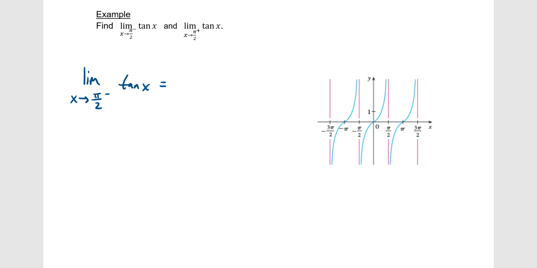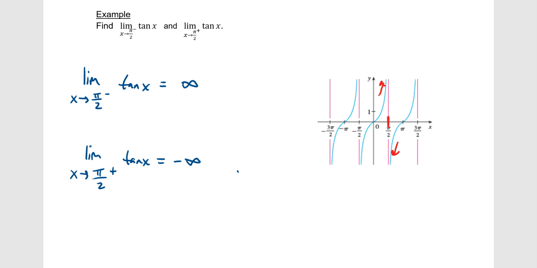So the limit from the left, where is pi over 2? Pi over 2 is right here. From the left, it's going towards infinity. And now for the limit as x approaches pi over 2 from the right, we go to the right of pi over 2 and approach it, and that is approaching negative infinity.